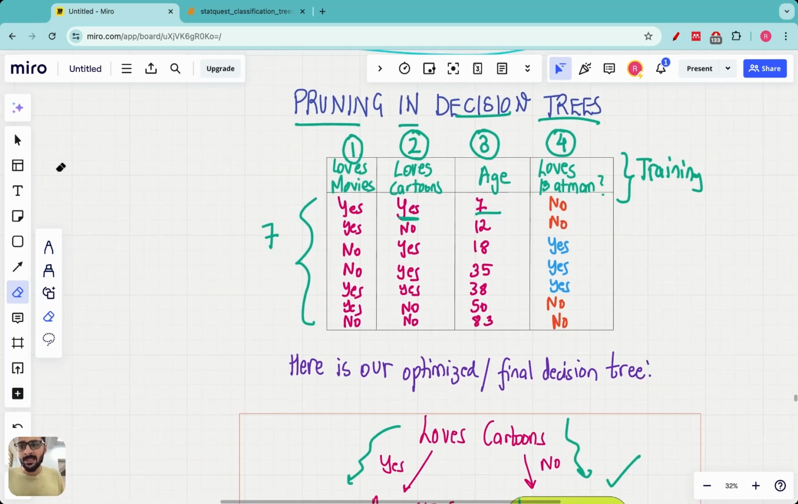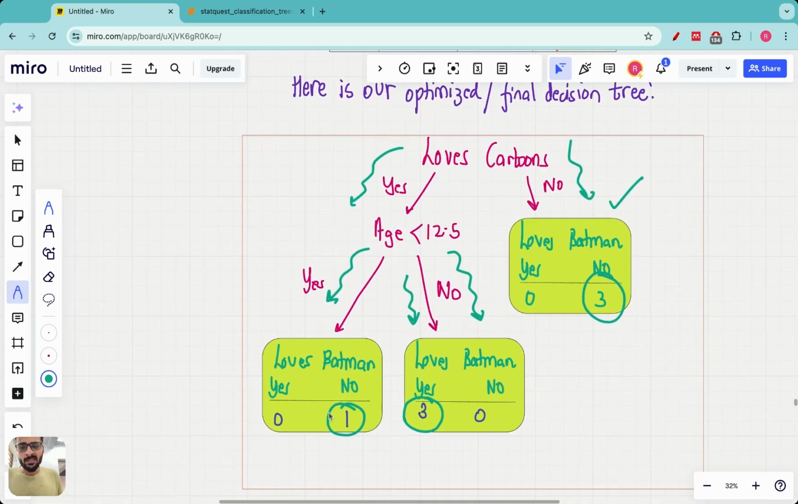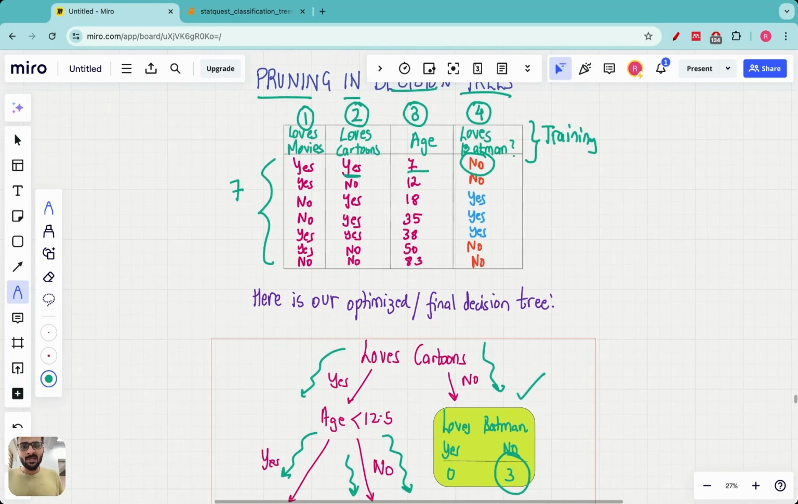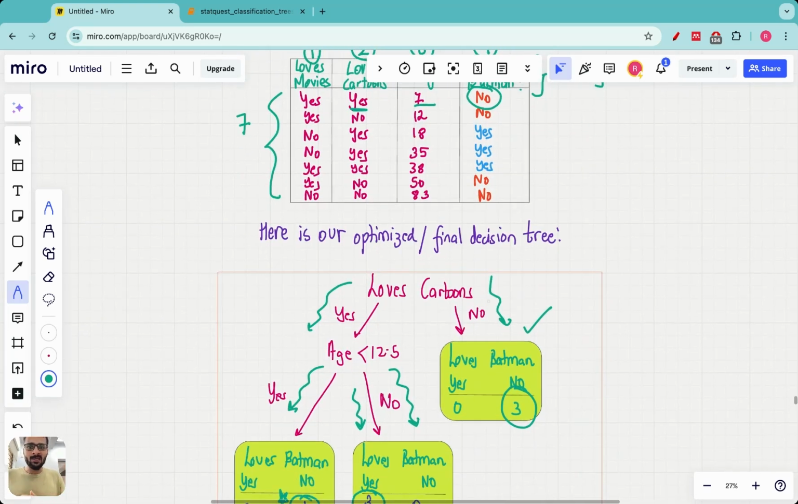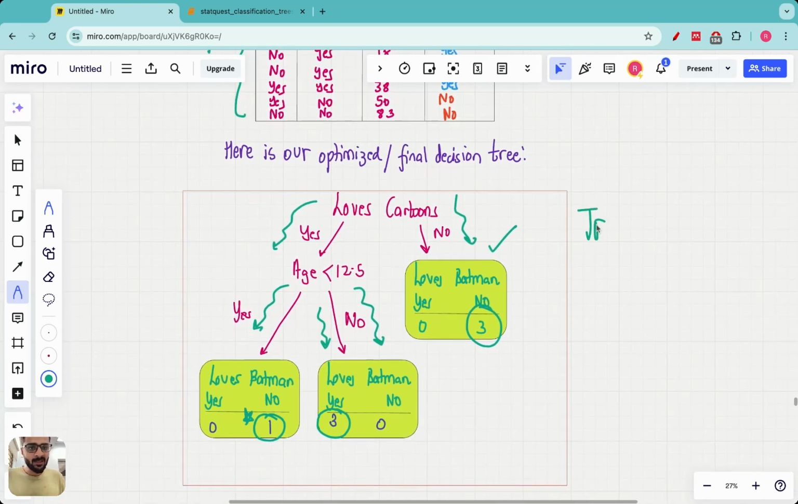So let's see again. This first person, they love cartoons, yes. So we are in this branch. Then their age is 7, which is less than 12.5, and then we can say that they don't love Batman. That's our decision tree prediction. And if you look at the true data, we will see that indeed this person does not love Batman. And if you validate this tree, you will see that for all the seven people in the training data set, it actually gives 100% accuracy. So the training accuracy of this decision tree is 100%.